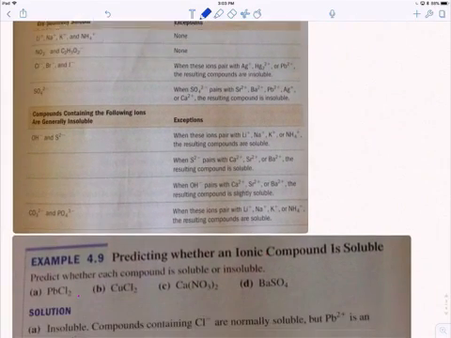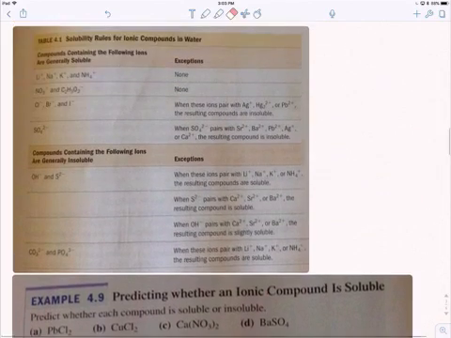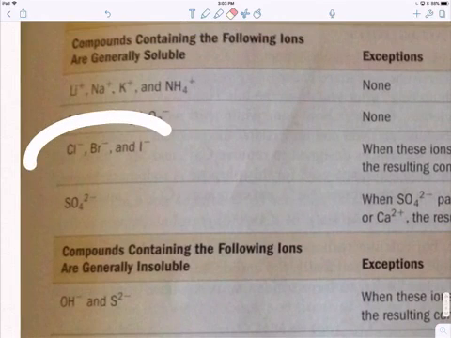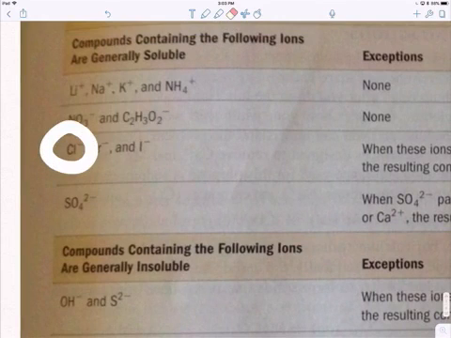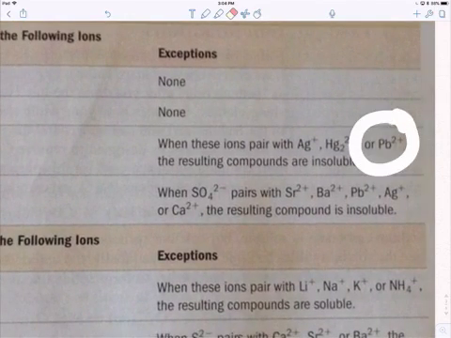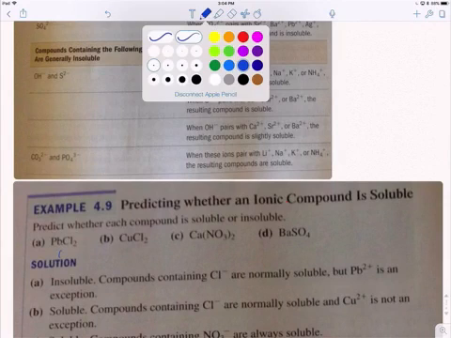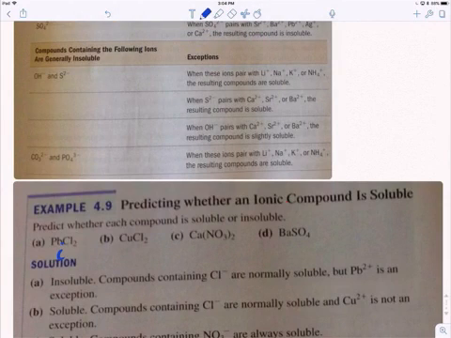So let's apply that. Which of these compounds are soluble or insoluble? Start with lead chloride. Look at the chlorides. Chlorides tend to be soluble, except for lead. Because of the exception for lead, this is going to be insoluble. So I for insoluble. Does everybody understand the logic that I'm going through?